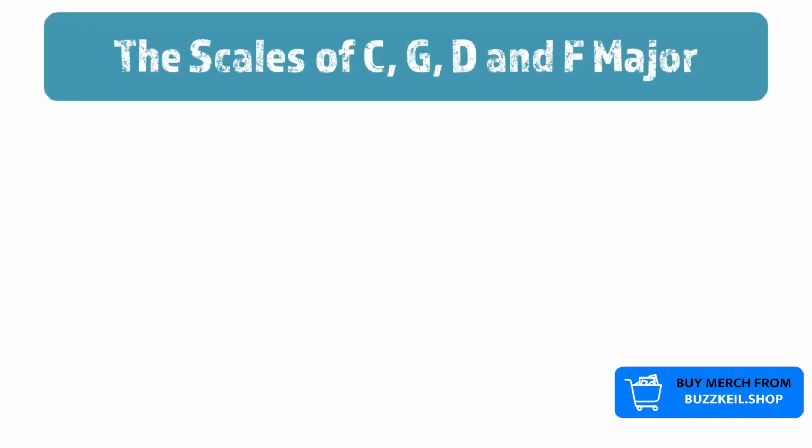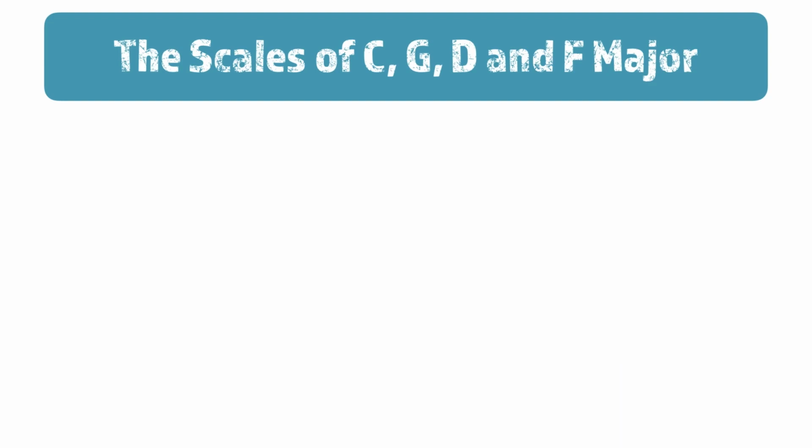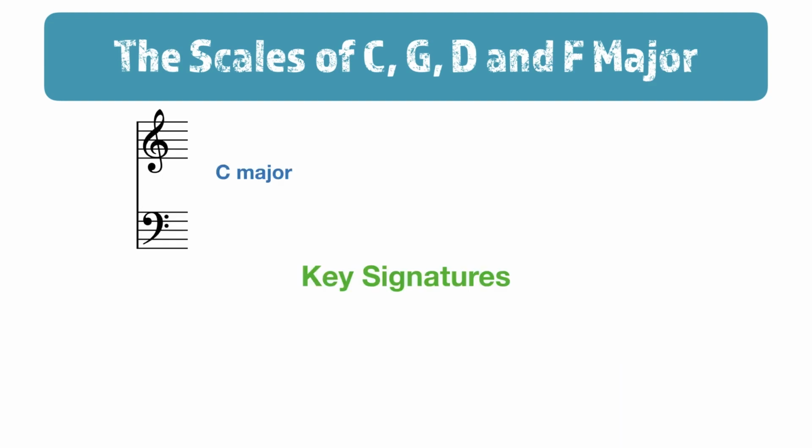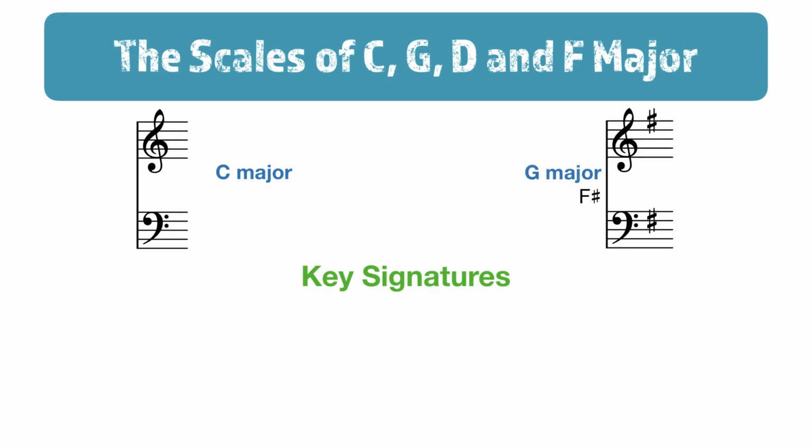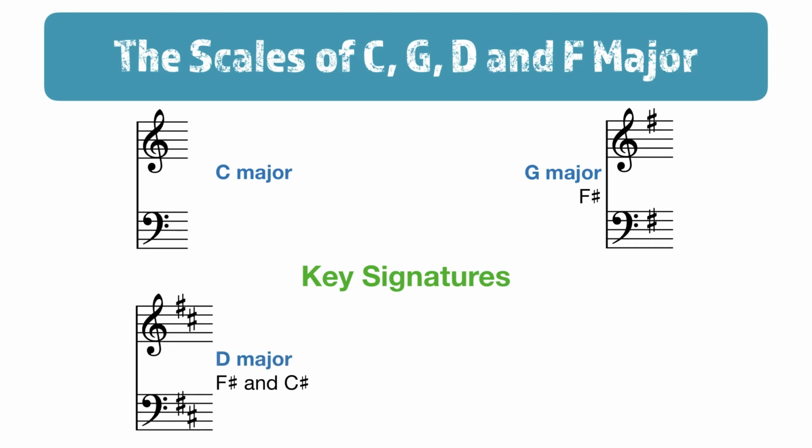A scale or a key is a set of notes that sound good together. Usually, when we play a piece of music, it contains the notes from the same set. In C major, there are no sharps or flats. In G major, there is 1 sharp, and that is F sharp. In D major, there are 2 sharps, F sharp and C sharp. In F major, there is one flat, B flat.